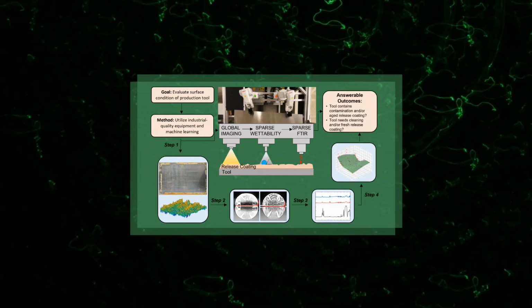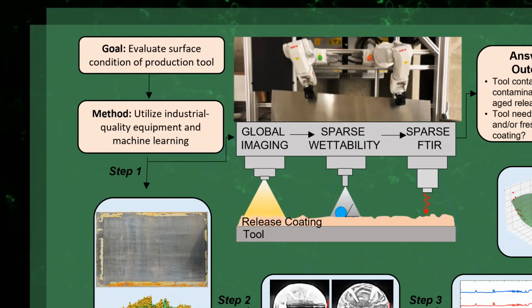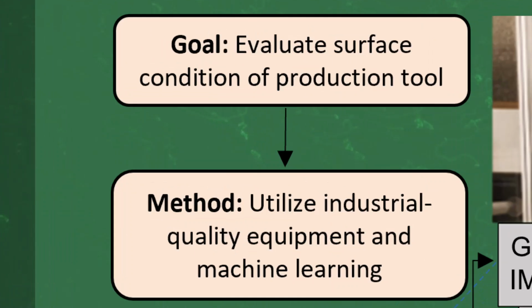Throughout this project, a multifaceted inspection method was developed with an intent of being implemented into a robotic platform and used for evaluating the surface condition of production tools during composites manufacturing. The novel technology uses industrial quality equipment in conjunction with machine learning tools to form a four-step automatic and comprehensive evaluation of a tool surface.